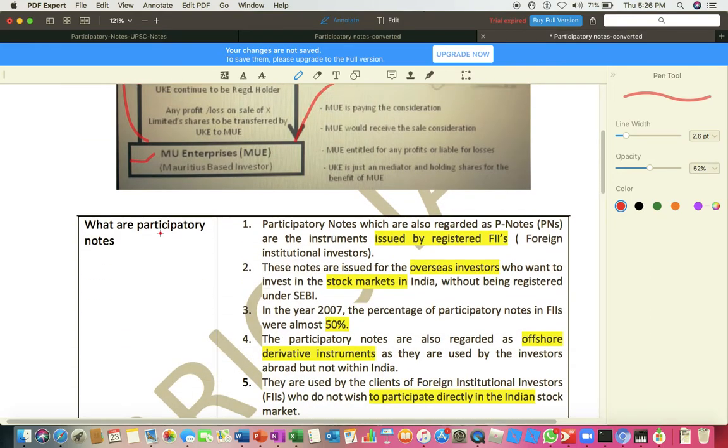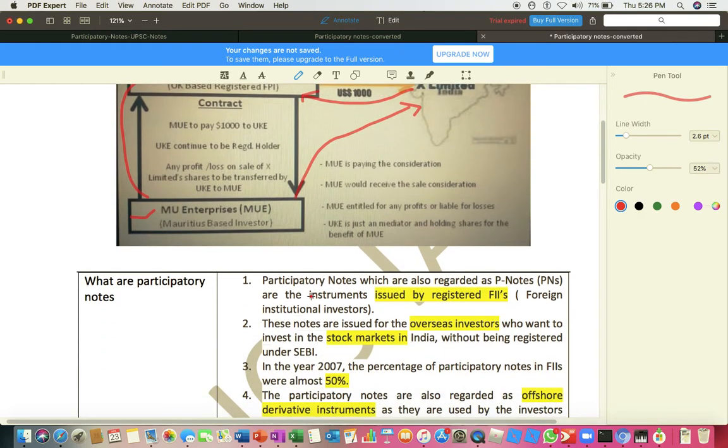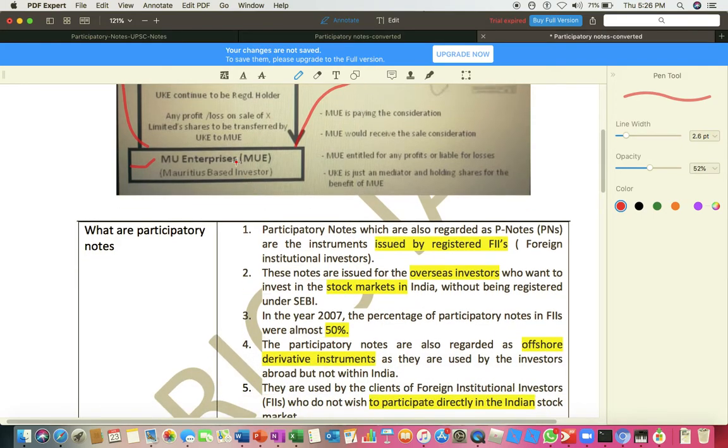Now look at this. What are participatory notes? Participatory notes are regarded as P-notes. They are instruments issued by registered foreign institutional investors. In my example, who is the registered foreign institutional investor? UK Enterprise. They have got registered with SEBI. They will be investing in the Indian stock market, in Indian companies. Am I clear? These notes are issued for overseas investors. Who is the overseas investor? In my example, MU Enterprise. They don't have to register.